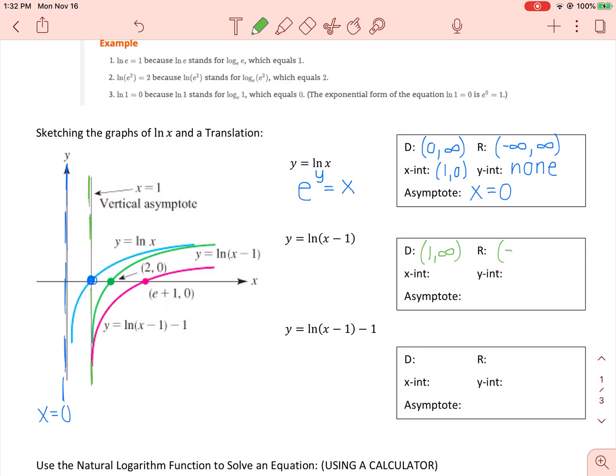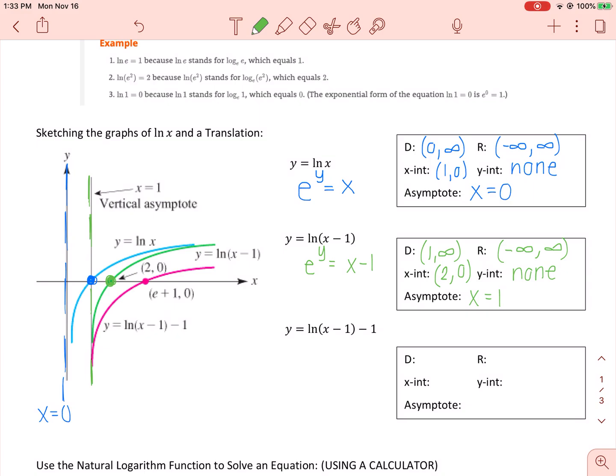The range will have no restrictions on those y values. Your x-intercept is labeled for you. It's going to be moved over 1 unit from the one above. It will still not have a y-intercept because it's now even further from the y-axis, so that's not possible. Notice the asymptote is already written as x equals 1. Another way to look at this is the base raised to the exponent gives you the argument x minus 1.